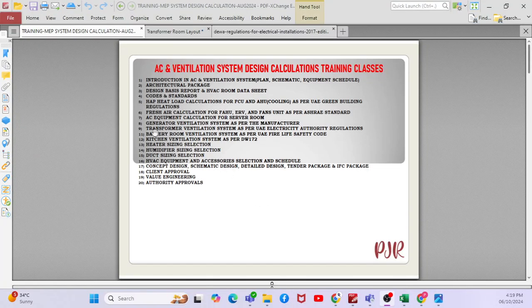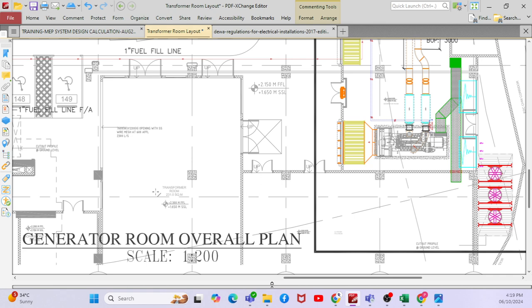Now we will talk about the transformer ventilation system, as per the local regulations. As we just discussed for the generator room, how to ventilate and what the capacity is, how to calculate, why it is required, everything. The same purpose applies for the transformer as well.